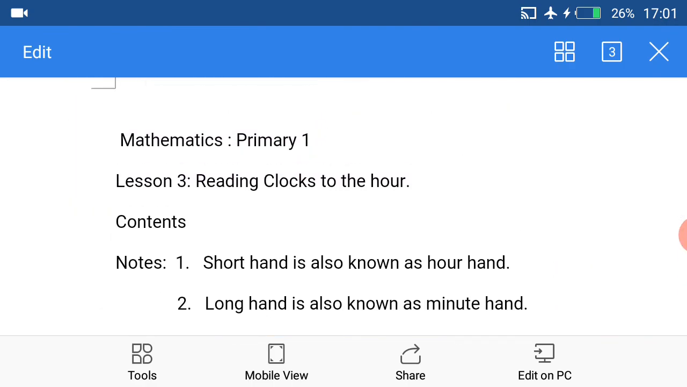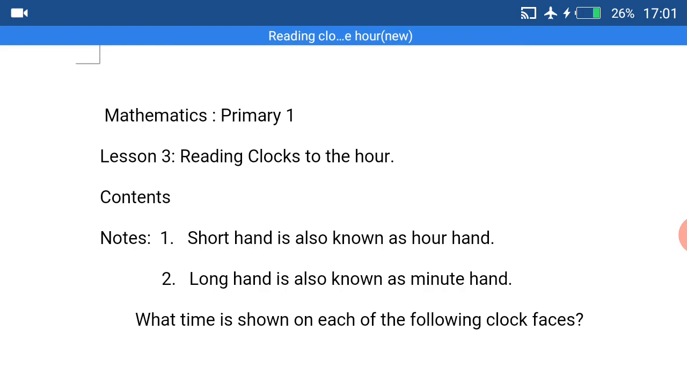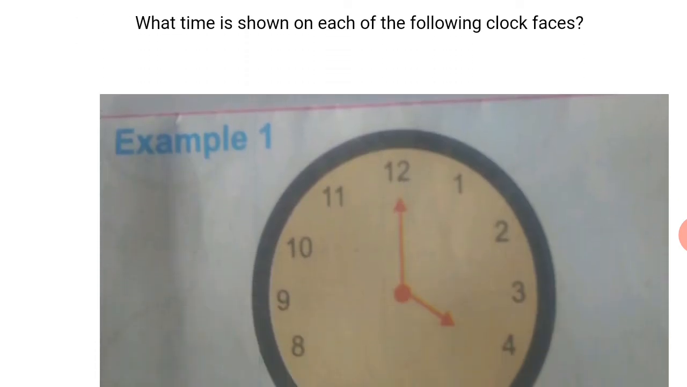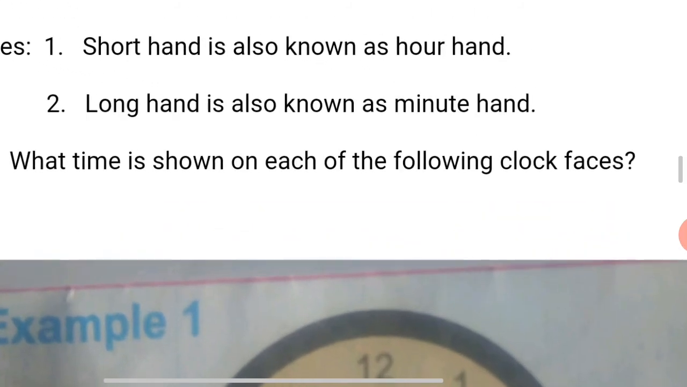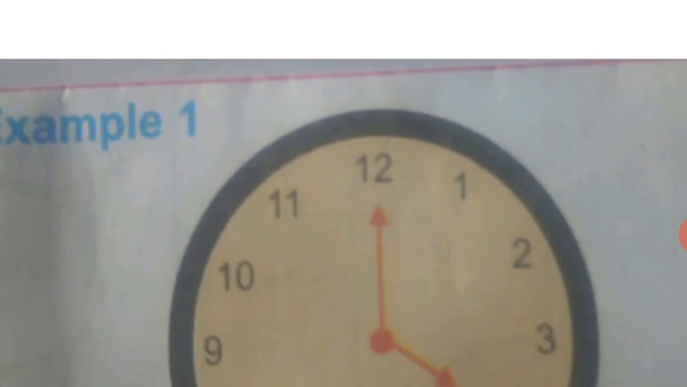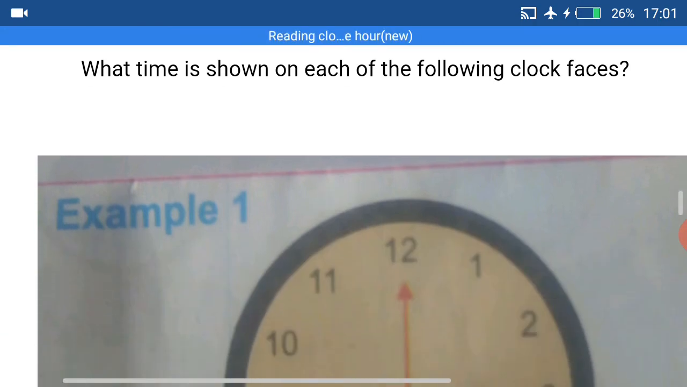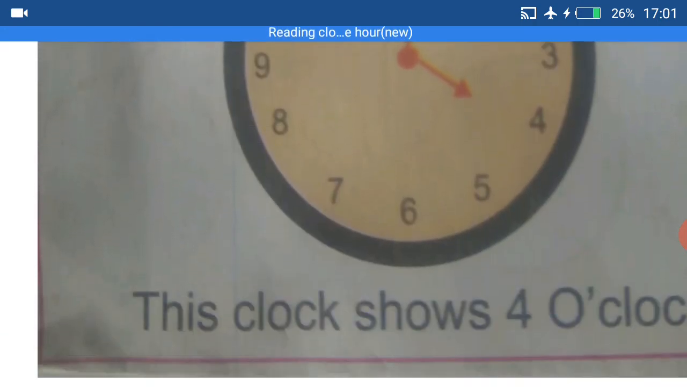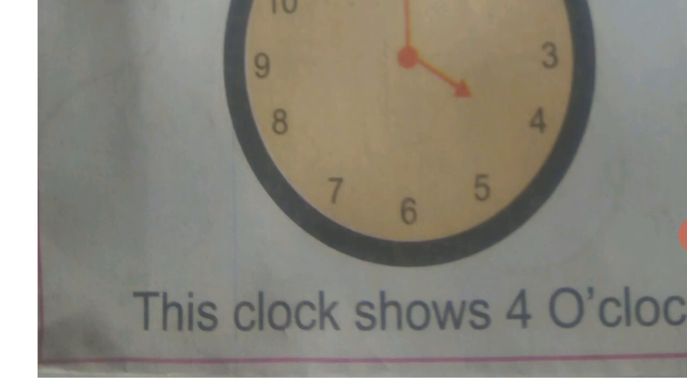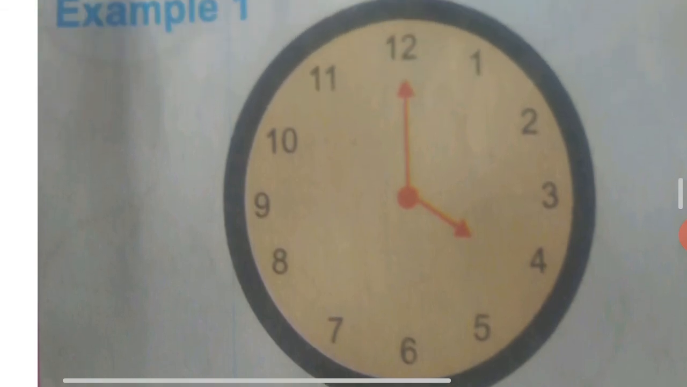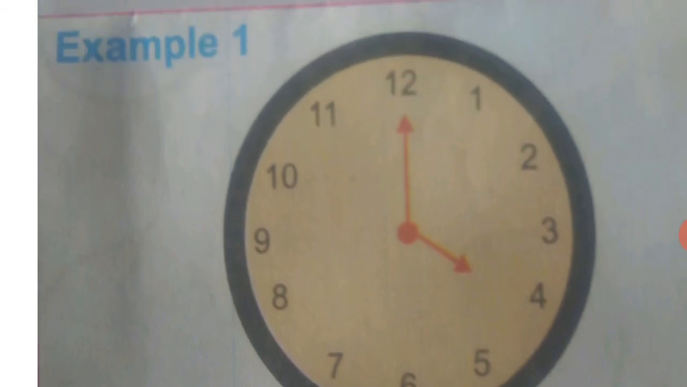Now, let's quickly revise what we've learned. We've learned that we have 2 hands on the clock. The 2 hands are the long and the short hand. The short hand is also known as the hour hand. The long hand, you can see this long one that is placed on 12, is known as the minute hand. We also learned that we can read the time or clock to the hour by placing the long hand on 12 and placing the short hand on a figure.